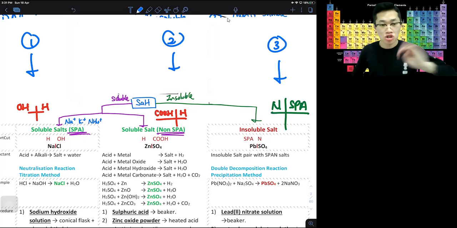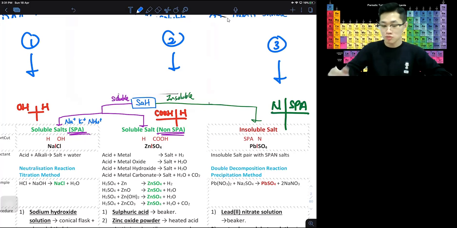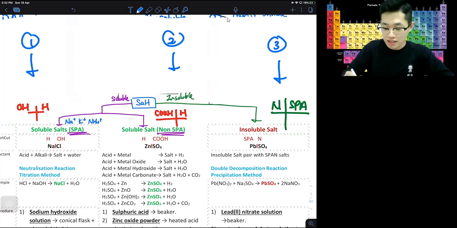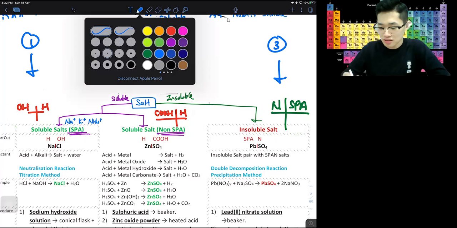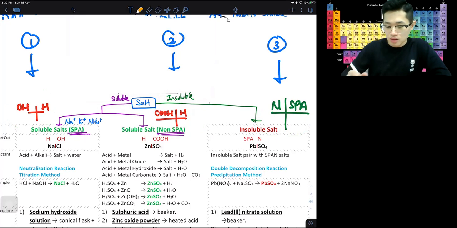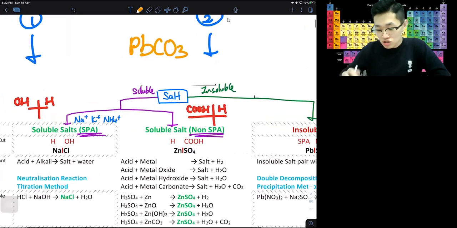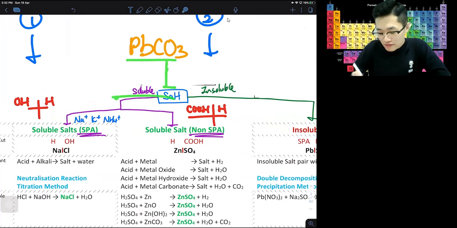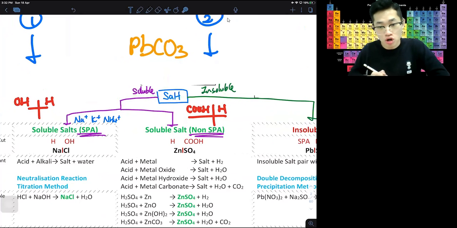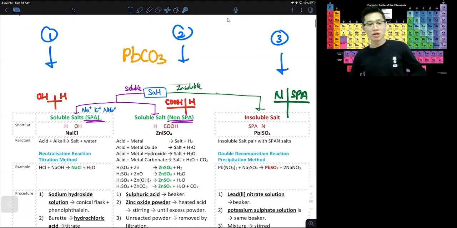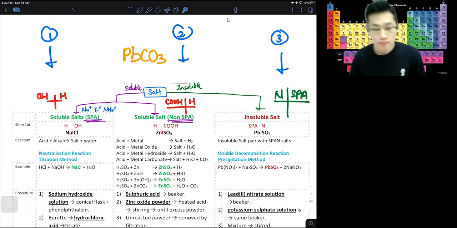So now I will give you a salt. You have to tell me which cross we use, first, second, or third. Let's say the first salt is PbCO3. So how do you know? You see the salt. Okay, you imagine the salt is here. You go left or you go right, soluble or insoluble. You decide yourself. So 1, 2, or 3. Which one?